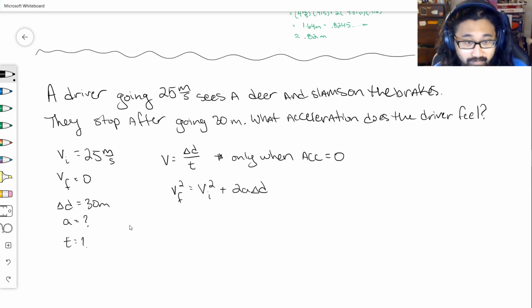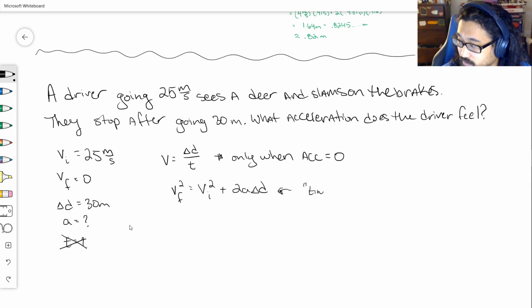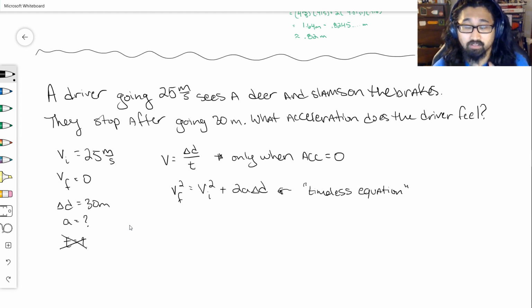All right. So I think I have the numbers to find my acceleration, and I don't need time. I will refer to this as the timeless equation because it is your get out of jail free card when it looks like you don't have enough information, when it looks like you're missing time. You'll probably be able to use that equation.